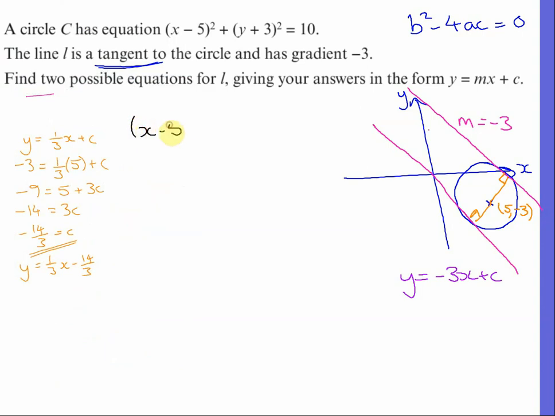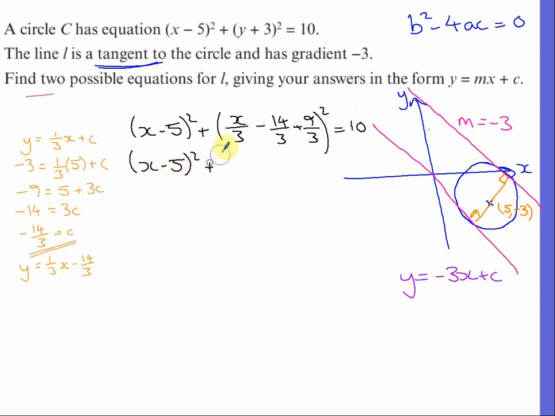So x minus 5 squared plus, so we've got 1/3 x, I'm going to write it as x over 3, minus 14 over 3. Now instead of writing plus 3, what I like to do is make it a fraction so I can collect my denominators really fast, is equal to 10. So I've got x minus 5 all squared plus x over 3 minus 5 over 3, so that's a 3, sorry, equals 10. So not the nicest bracket to expand, but it's the only way we're going to get this question done. So we've got x squared minus 10x plus 25.